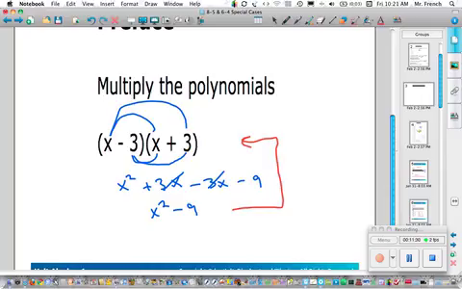Yeah, x squared is a perfect square. Look at this term. Is that a perfect square? 9? You bet. So when this term is a perfect square and this term is a perfect square and there's a subtraction between them, I'm going to use a formula to factor it. Okay, so let's take a look at what that formula is.